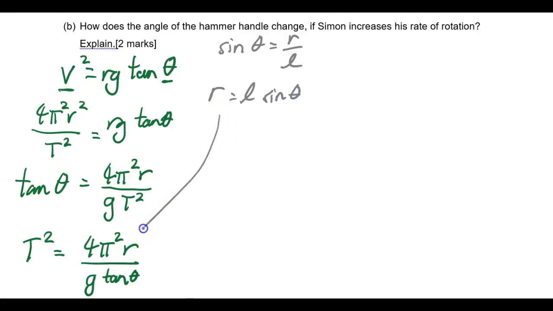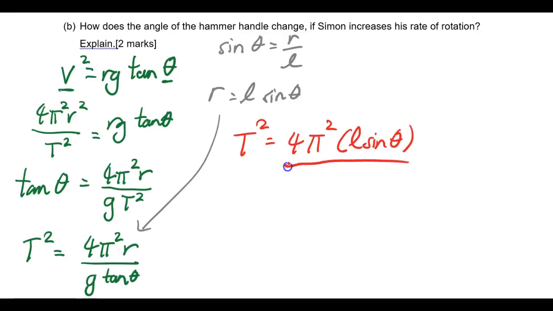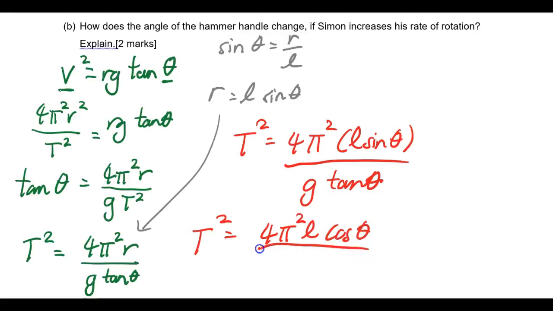So I'm going to plug this into here, and what do I have? Okay, so this is L sine theta divided by g tangent theta. And let us simplify, because you know that tangent theta is sine over cos. If I divide over here, you see sine and sine will cancel and the cos will go up to give me this.